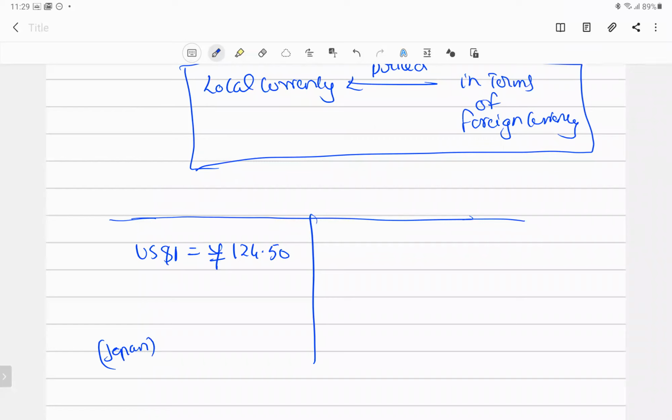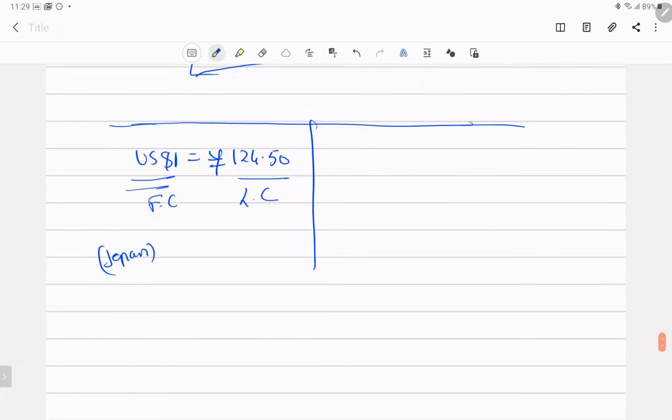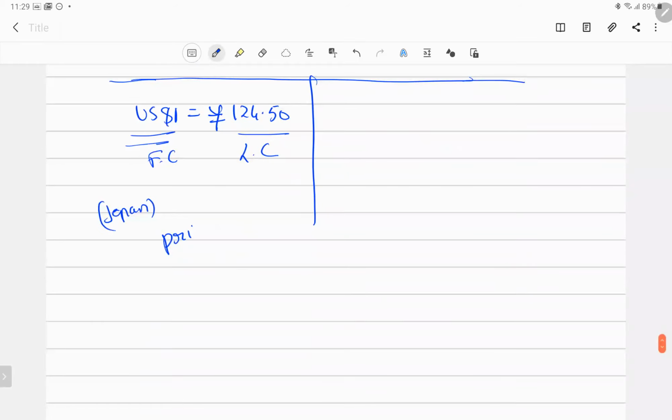So here the foreign currency for Japan, the US dollar, is being expressed in terms of the local currency. So this is your foreign currency for Japan, expressed in local currency. This is your price quotation for Japan.